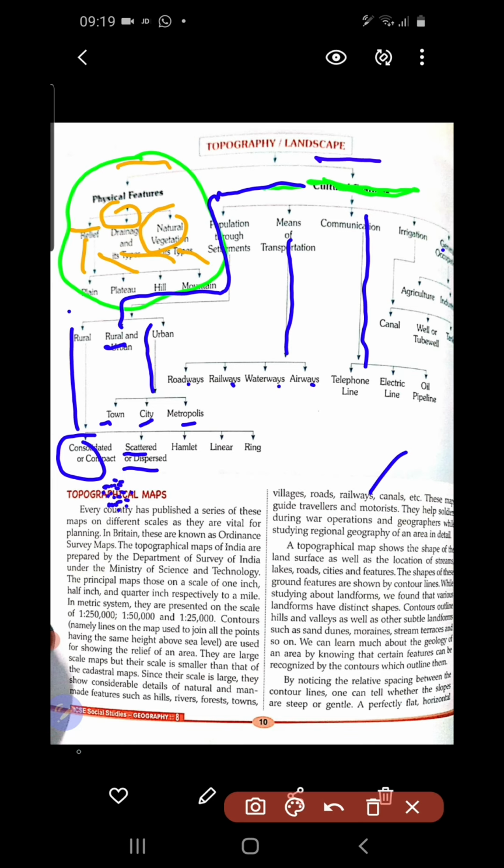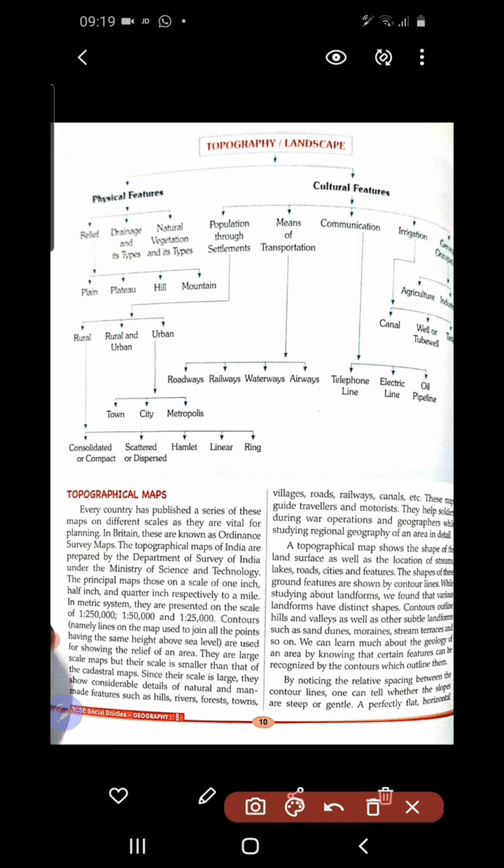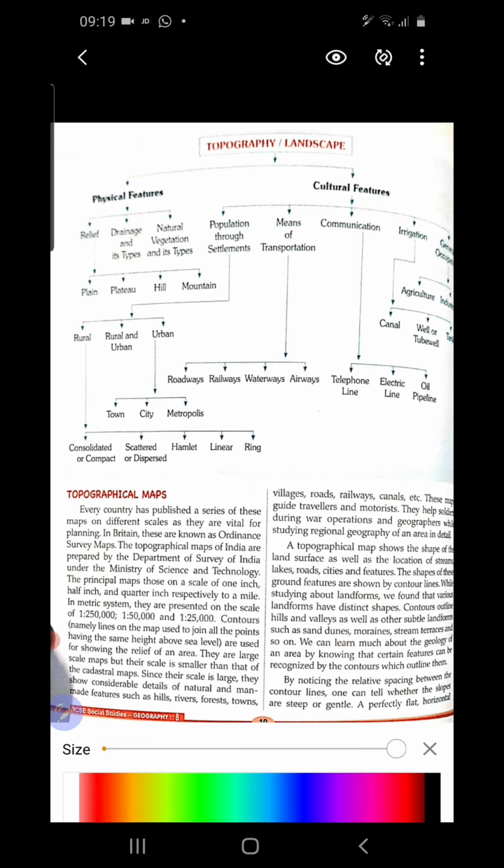Understood? So next, let's go into the explanation of this map. This is also known as Ordnance Survey Map. Actually, it was the British people who first brought it, and they called it Ordnance Survey Map. Now, who prepares it? The Survey of India, under the Ministry of Science and Technology, is responsible for preparing topographical maps. These maps are found in 3 series.